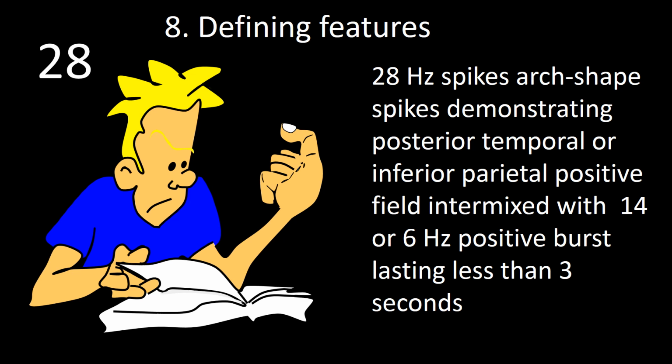Their defining features are their 28 Hz recurrence, their field, which is posterior temporal or inferior parietal, and positive, the intermixing of the spikes among 14 and 6 Hz positive burst, and the fact that they tend to last less than 3 seconds.